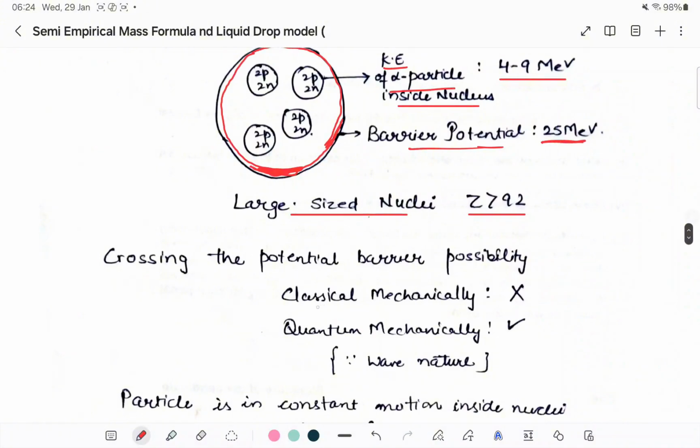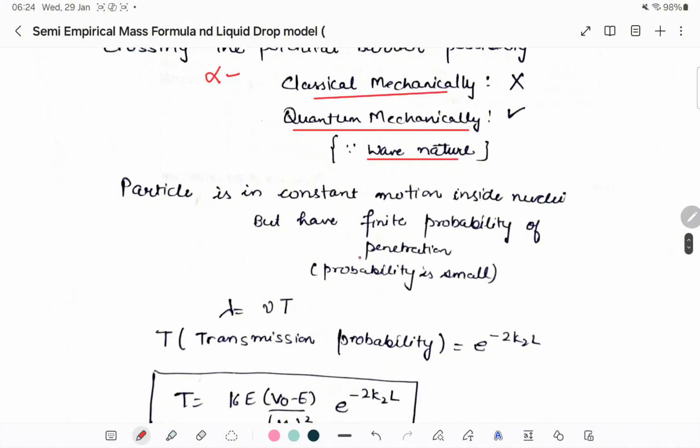This is not possible classical mechanically, because we consider the alpha particle as a particle, but it is possible quantum mechanically, because in quantum mechanics we do not consider the alpha particle as a particle, we consider it in the form of wave nature. Now what does this theory say? That the particle is in constant motion inside the nucleus, but would have a finite probability of penetration. Although the probability of penetration is very small, there is a probability. That is the basic reason behind the Gamow theory of alpha decay.